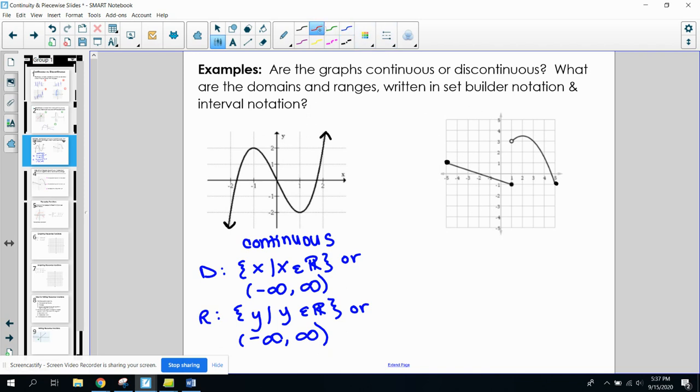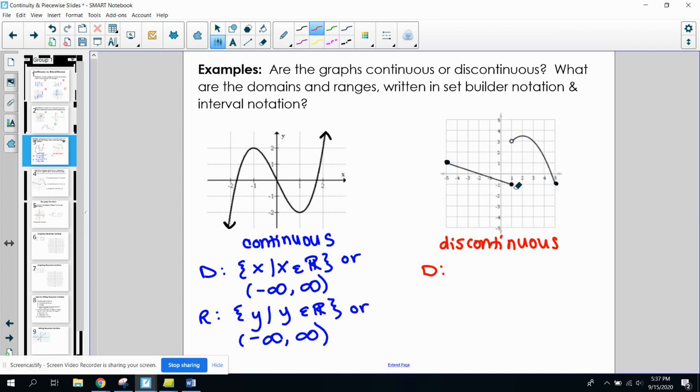In the second graph, okay, here we have a piece that we're drawing. We have to pick up our pencil from the paper and then finish the graph. So this is discontinuous. And now we're going to try to find the domain and range. And the domain, again, I'm just going to call it D. So here we have endpoints. We can see that this does not extend in both directions. So from left to right, we're starting at -5, and we're going to 5.